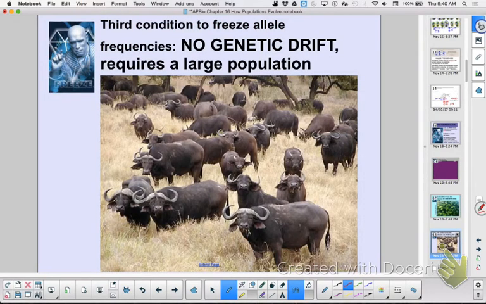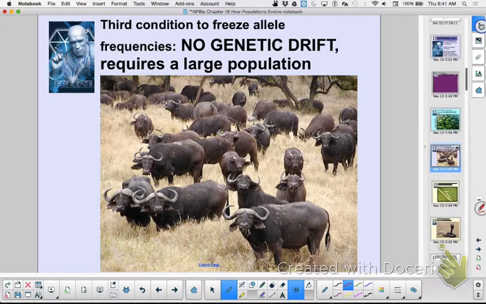Genetic drift has to do with chance affecting it. And so in order to avoid chance having a big influence on your population, if your population is large, you avoid chance influencing your population. So on your notes, large gene pool. So no mutation, no migration, large gene pool. And I'm going to talk more about chance here in just a minute. This is just an overview.